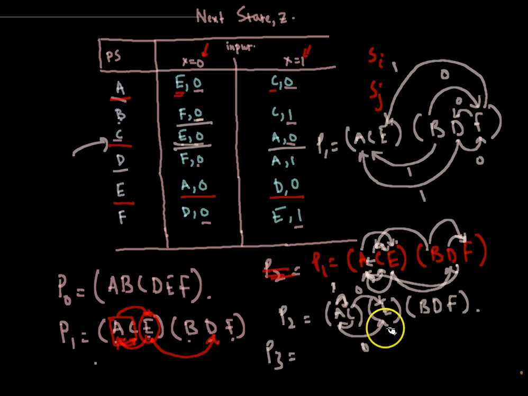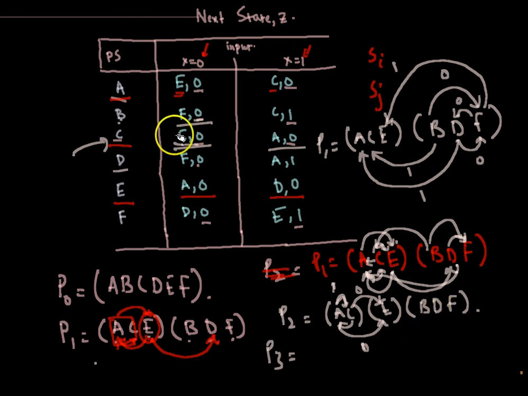For 0 input they are going to this set, for 1 input they are going to the same set. So for both A and C they are the same. Okay, we cannot distinguish them. Now E is a single element set, so we cannot distinguish it further. That's trivial. Now BDF, we need to check BDF.